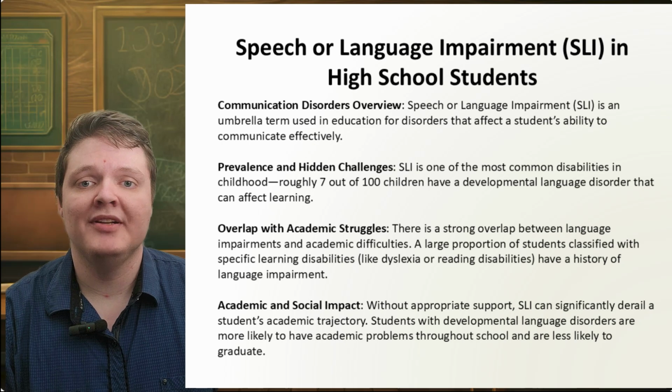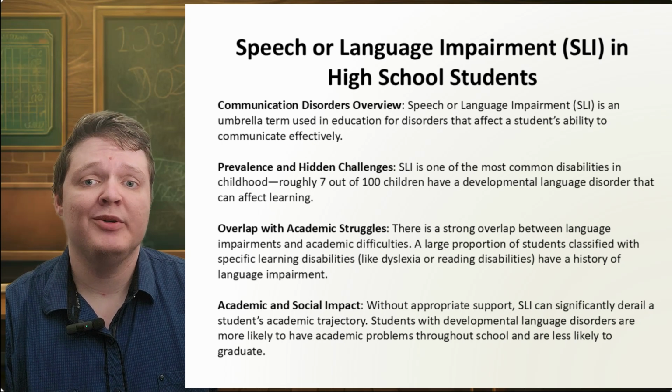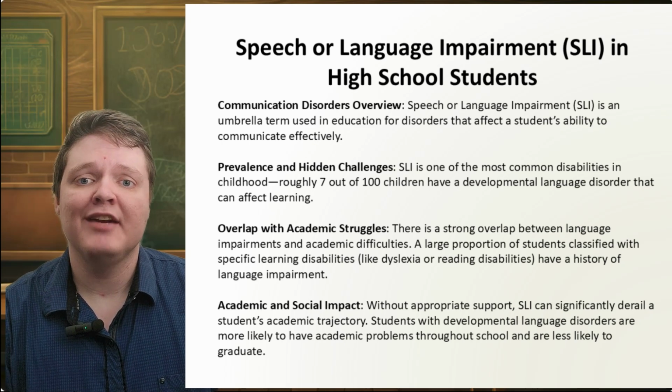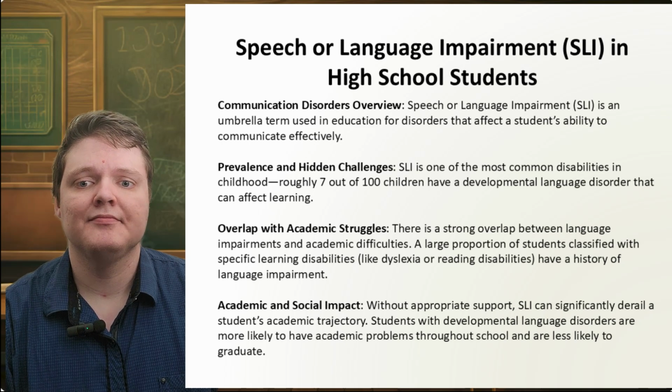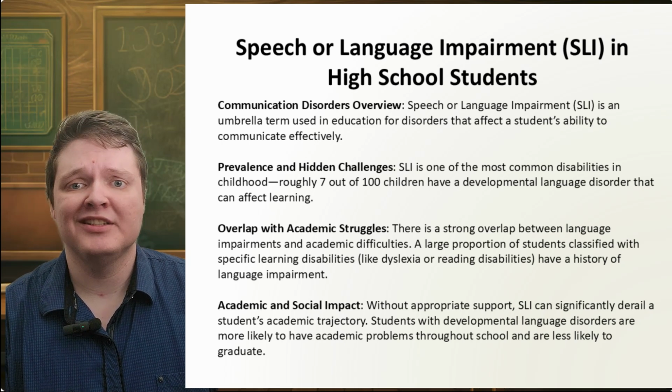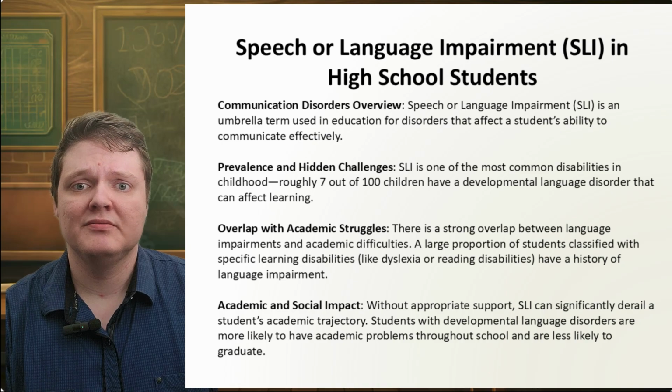Speech or language impairment in high school students. Speech or language impairment, SLI, can affect how a student communicates. It can be mild or severe, and it doesn't go away after elementary school.